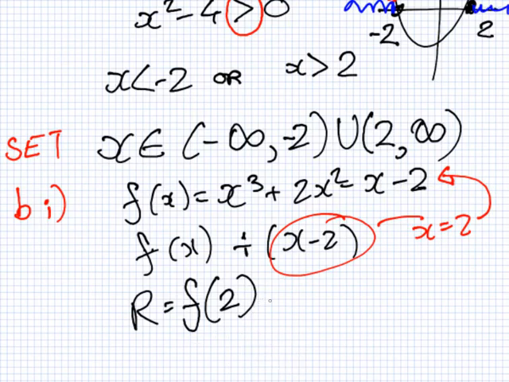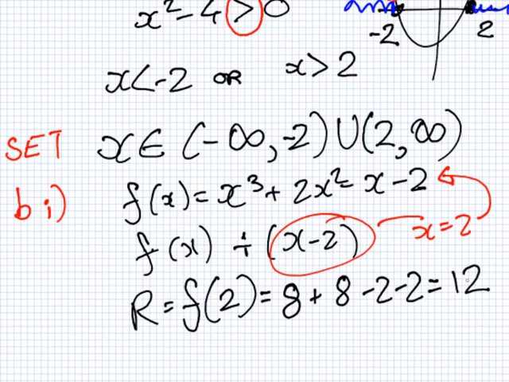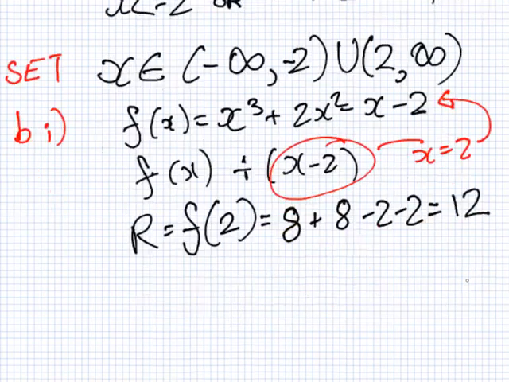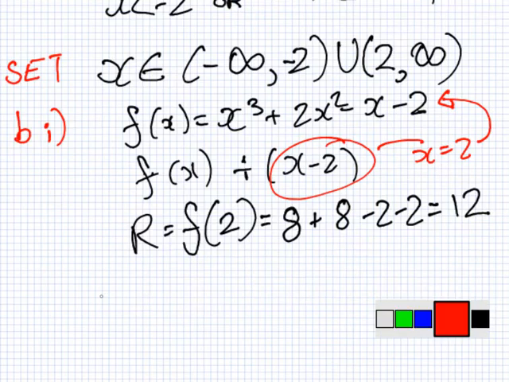Some people did it anyways. So 2 cubed plus 2 times 2 squared minus 2 minus 2. So that's 16 minus 4, which is 12. Did you get 12? Did you get 12 with long division? Yes. So quicker this way. Okay, B part 2.